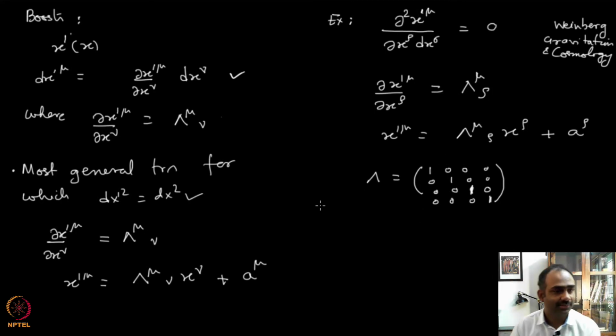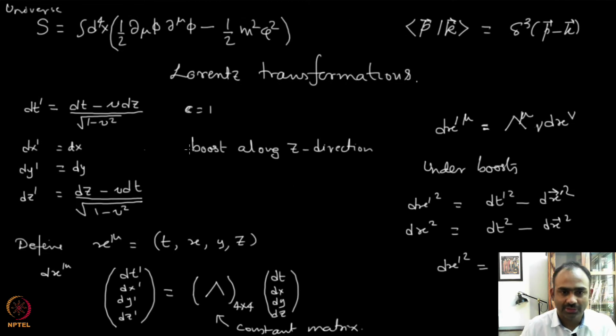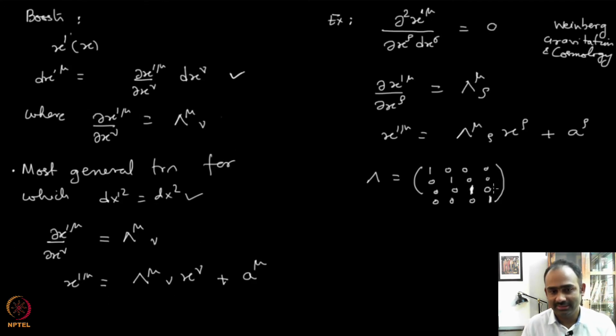Okay, because if lambda is the identity, then it is going to leave this relation true; this will hold true. So lambda equal to identity is an allowed matrix which will satisfy the constraint that we have. Okay. So let's take lambda to be this one, and if I take that, then lambda^mu_rho is just delta^mu_rho.